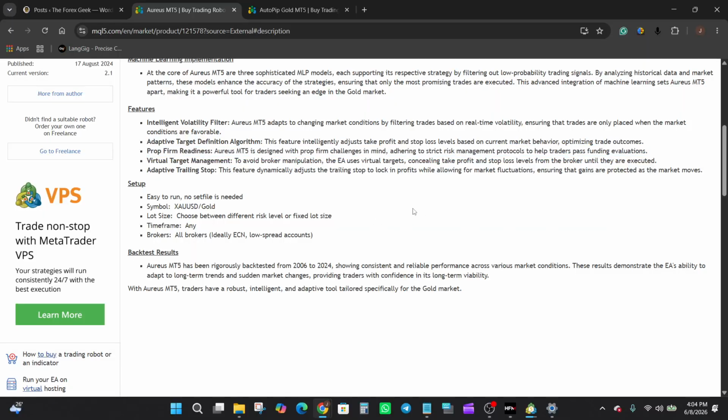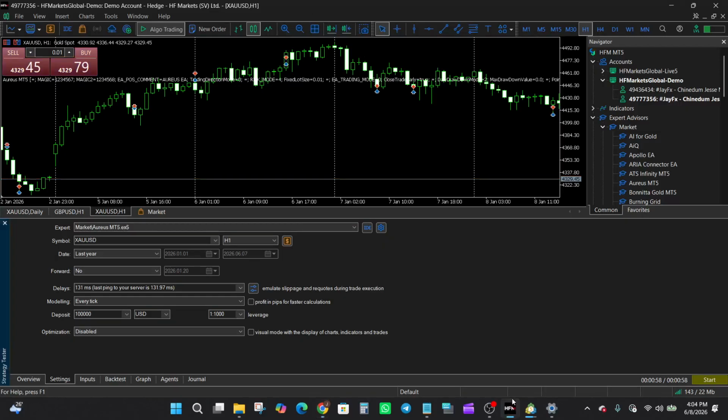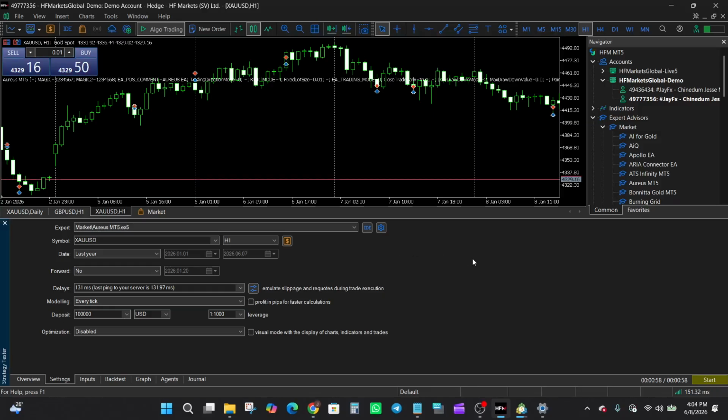When reviewing the historical testing performance, I'm focusing on how the EA handles both trending and reversal phases in gold across different market cycles. Since this is a gold only system, I'm specifically observing how it reacts during high volatility expansions and deeper retracement phases, because those are typically where reversal based systems either perform well or struggle depending on structure.